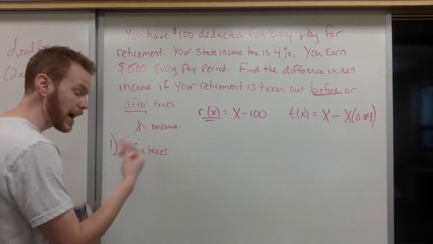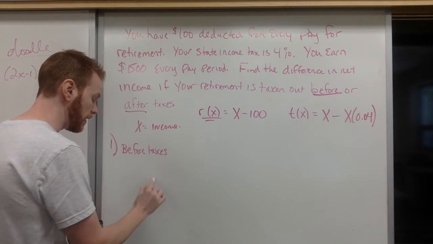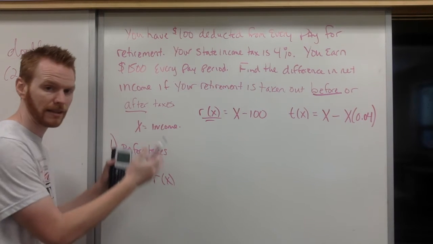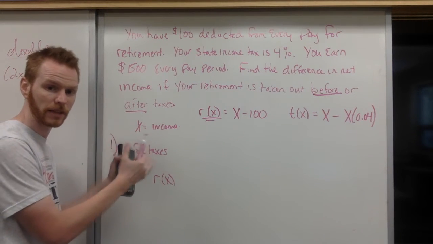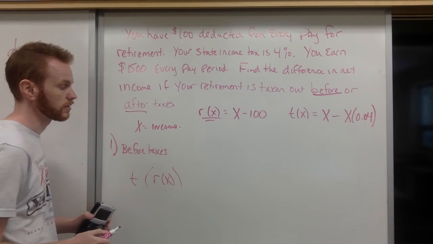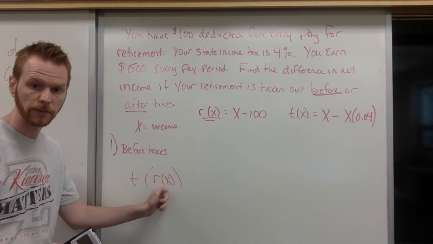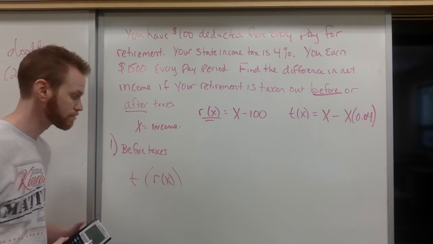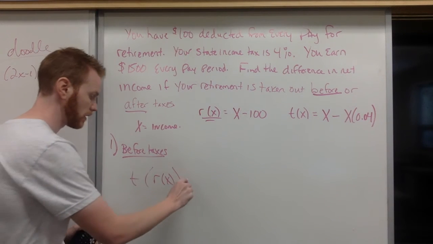R of x would be first. If I'm making a composite function, that means r of x has to be in the center or in the parentheses, and what's on the outside would be your taxes. Okay, so we're going to do the retirement first, then take your taxes out. Okay, so that's what this is.